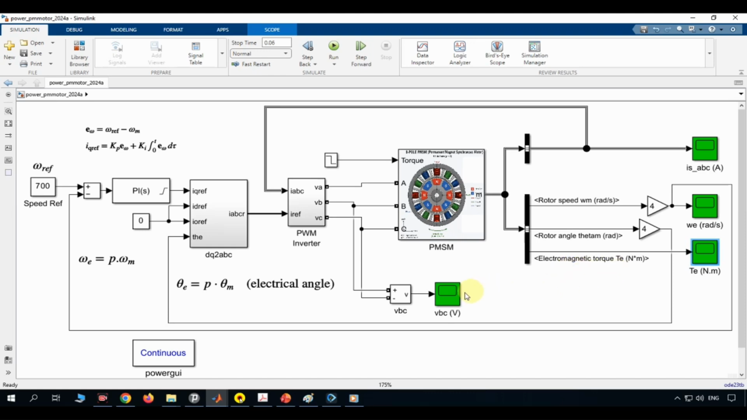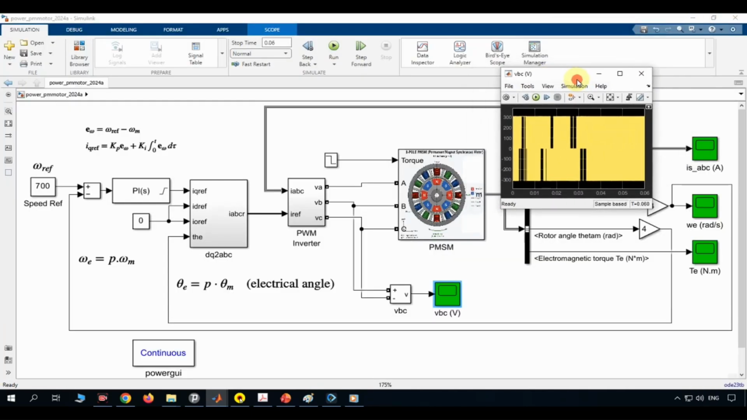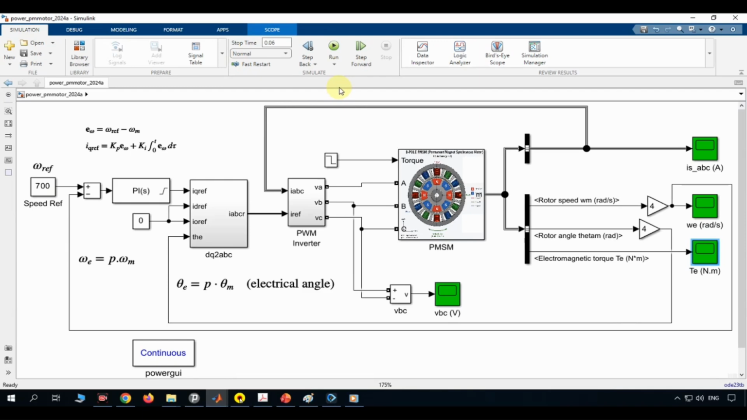And finally, VBC, the line-to-line voltage between phases B and C. This will look like a chaotic, high-frequency switched waveform. Definitely not a clean sine wave. That's exactly what we expect from a hysteresis inverter. Now let's run the simulation and interpret the results.